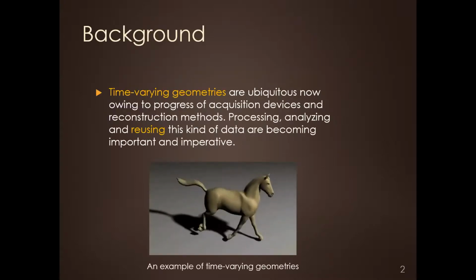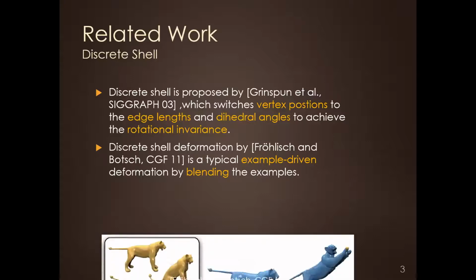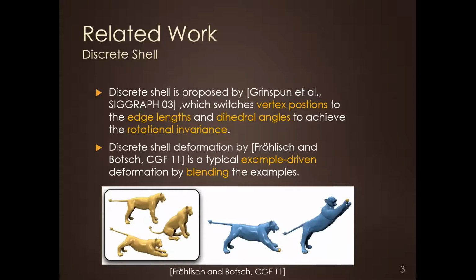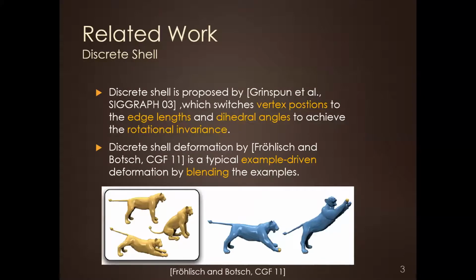And its background is due to many reasons. It is important to reuse time-varying geometries, which consist of a sequence of meshes. And there are two main related works of our methods. The first one is discrete shell. It switches vertex positions to the representations of the edge lengths and the dihedral angles to achieve rotational invariance. And discrete shell deformation by Froehlich and Botsch is a typical example-driven deformation by blending the examples.